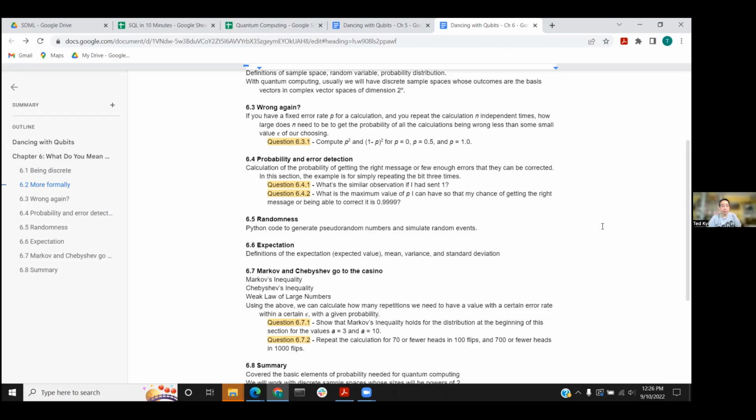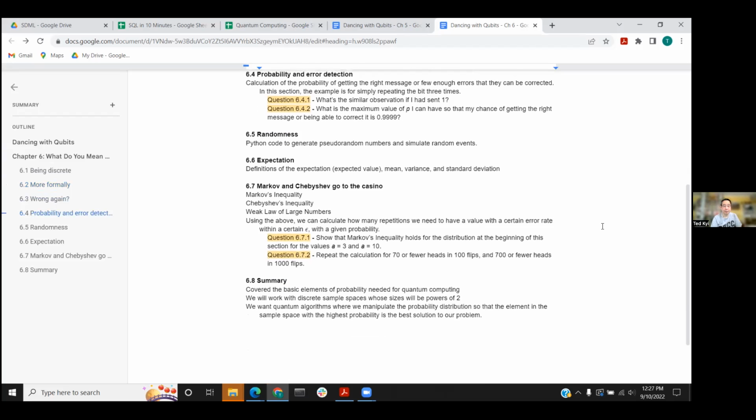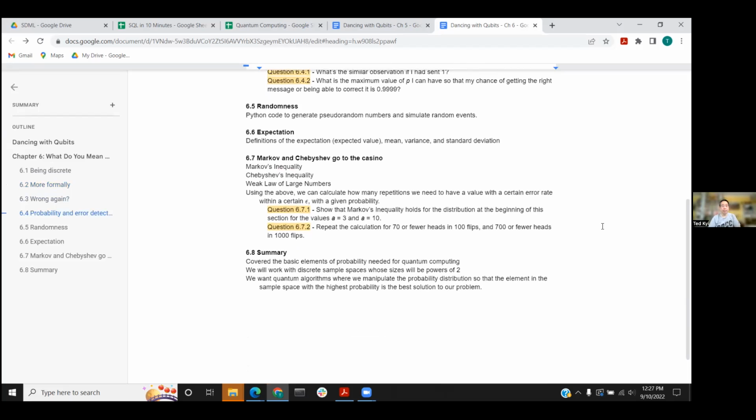And then section 6.6 defines expectation or expected value, mean, variance, standard deviation. Those I'm fairly familiar with. The next section is where there was stuff that I was not so familiar with. So before we go on to 6.7, any questions about expectation, mean, variance? All right.